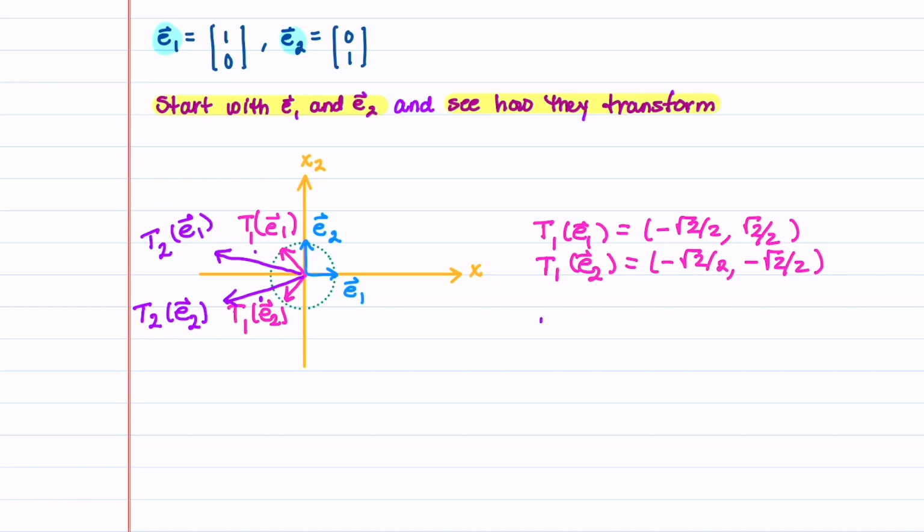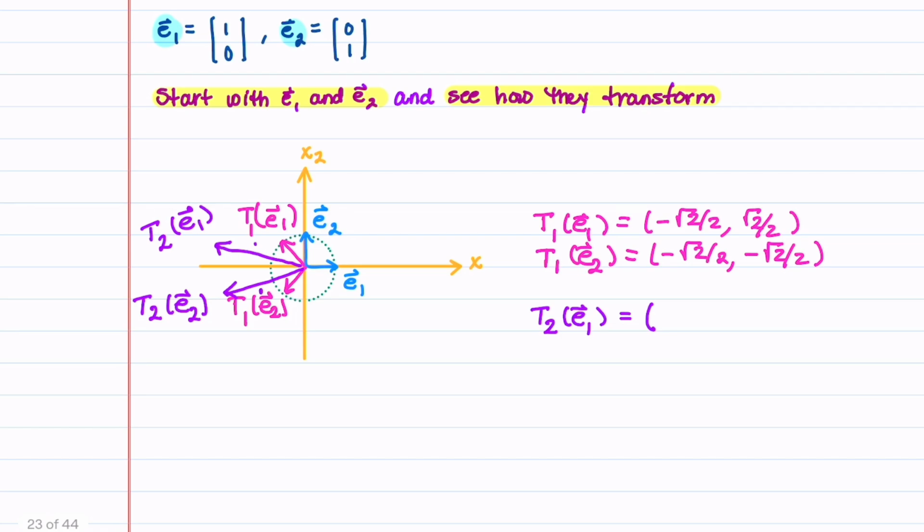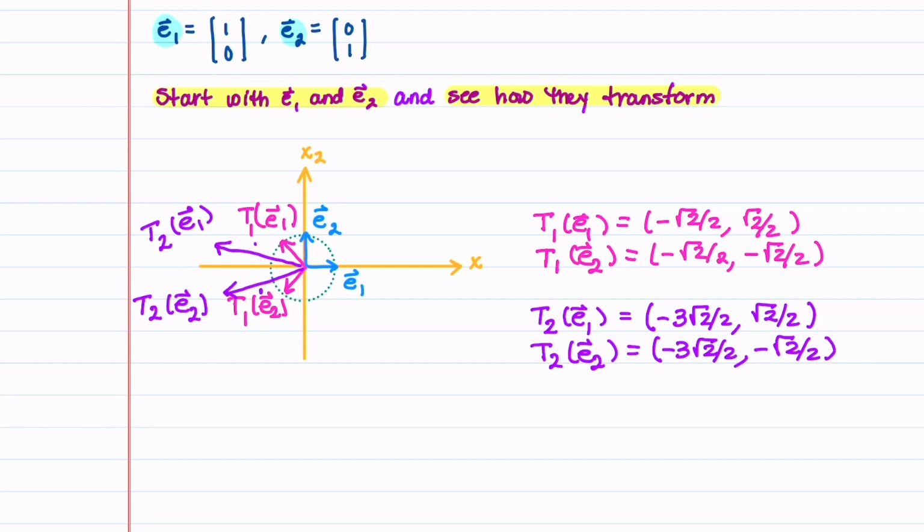Now we can compute T2 of E1. What we're going to do is just stretch the horizontal component by a factor of 3. So our x component becomes minus 3 root 2 over 2. And our y component, the vertical one, stays the same. And then T2 of E2, we're going to stretch also by a factor of 3. So that becomes minus 3 root 2 over 2, and then minus root 2 over 2.